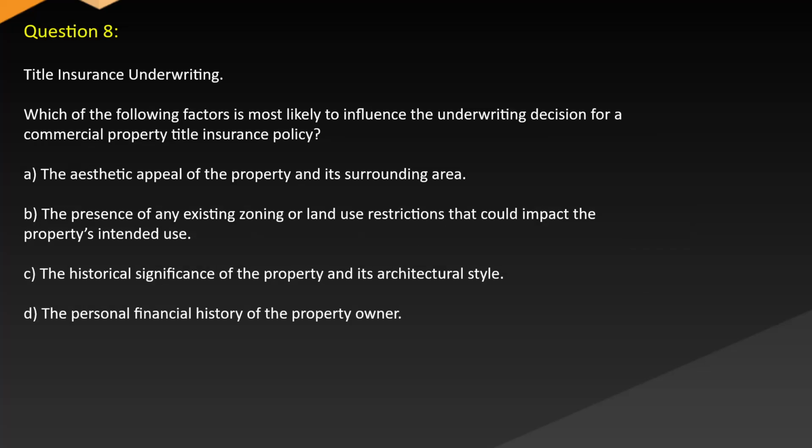Question 8. Title insurance underwriting. Which of the following factors is most likely to influence the underwriting decision for a commercial property title insurance policy? A. The aesthetic appeal of the property and its surrounding area. B. The presence of any existing zoning or land use restrictions that could impact the property's intended use. C. The historical significance of the property and its architectural style. D. The personal financial history of the property owner.